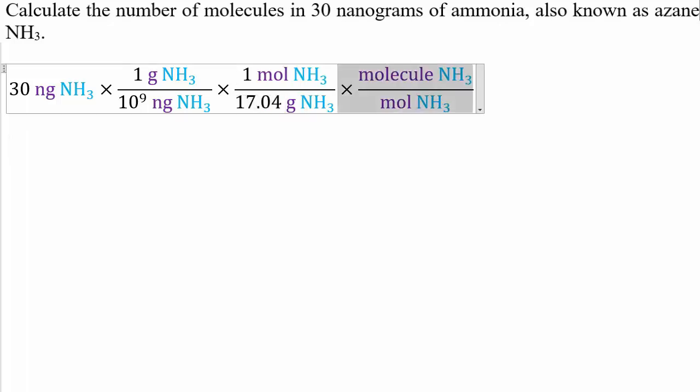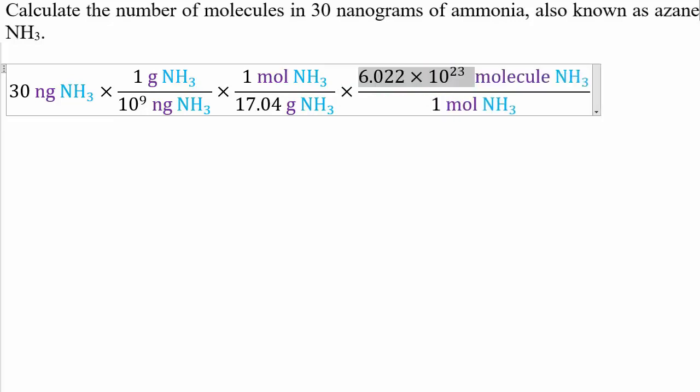In the next conversion factor, we place moles in the denominator and molecules of ammonia in the numerator. Again, the mole carries the theoretical unit, and the number of molecules in a mole of any substance is always Avogadro's number, which is 6.022 times 10 to the power of 23.